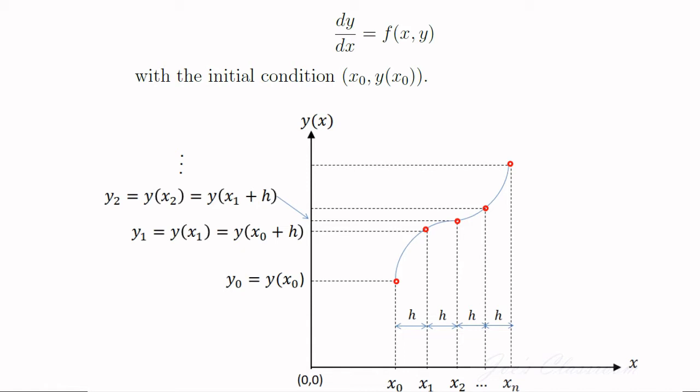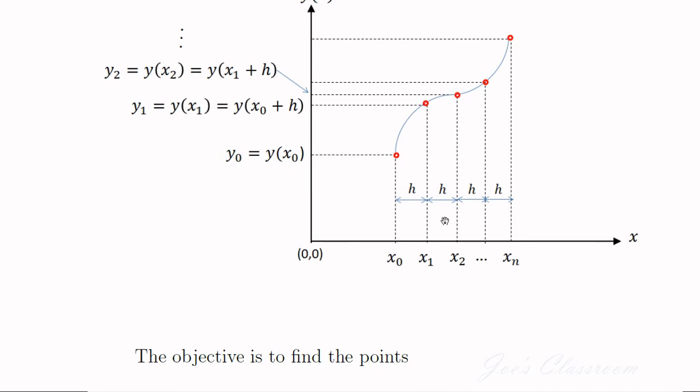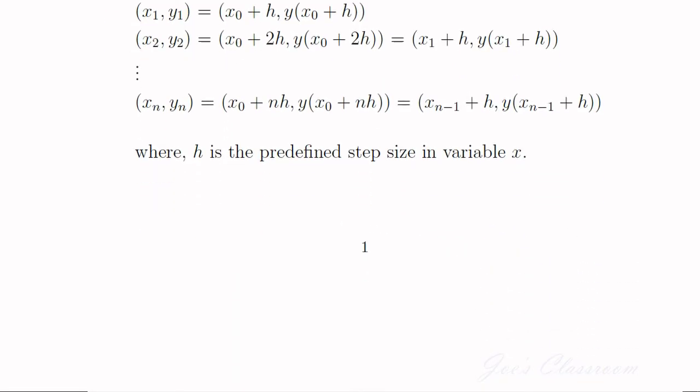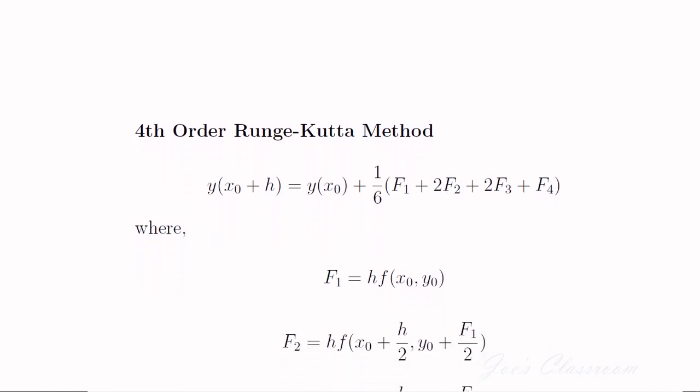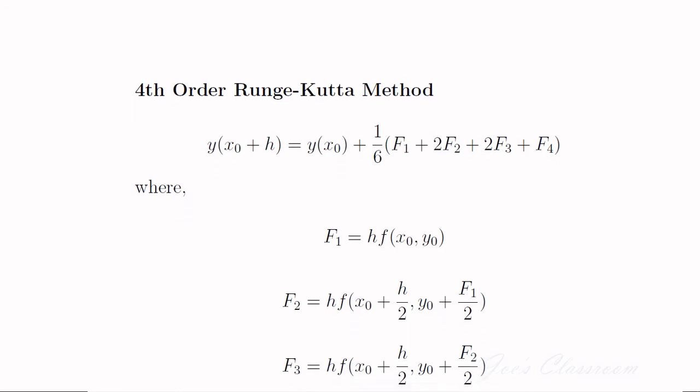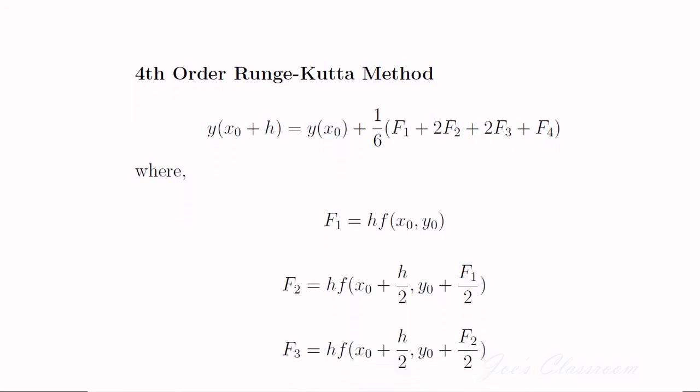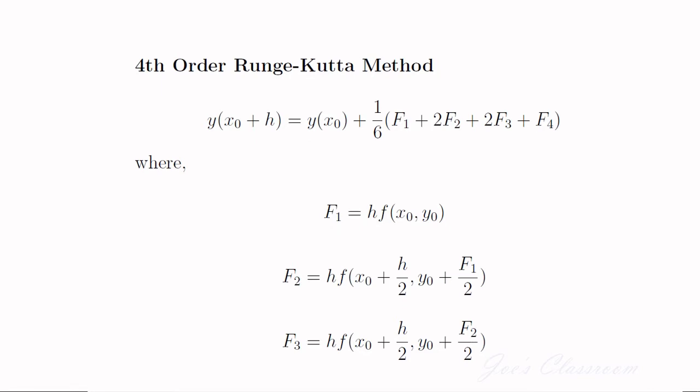For example, Euler's method is a first order method, whereas in Runge-Kutta method we have got second order, third order and fourth order methods. In this video, we will be taking up only the fourth order method, and if one is confident of writing a program for the fourth order Runge-Kutta method, definitely he or she can write the program for second order or third order method also.